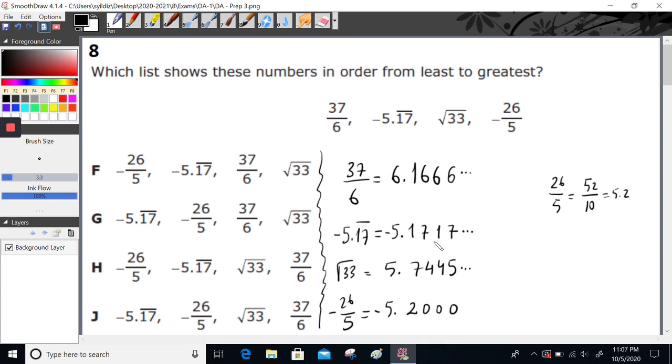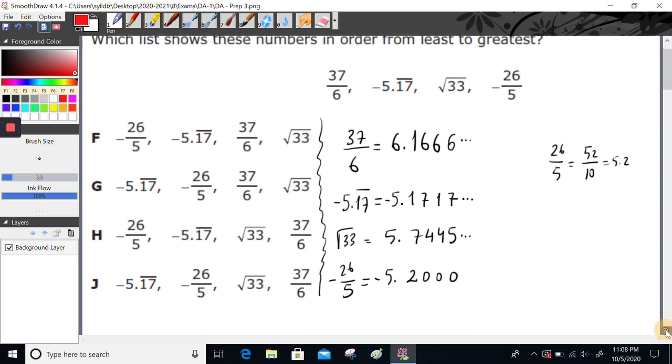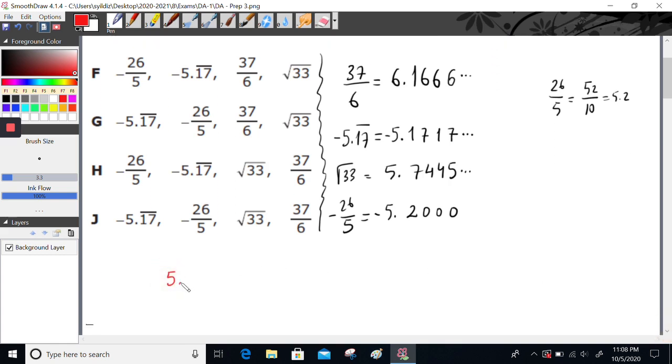Okay, which one is the smallest number? Smallest. So we have two negative numbers. Between these two negative numbers, which one is the smaller one? Let's try to figure that out first. Okay, so let's look at the absolute values of these numbers. Here we have 5.2000, and I know that 5.2000 is greater than 5.1717, because you see the first number is 5. After the decimal point, the first number is 2, and here it is 1. 2 is greater than 1. That means 5.2000 is greater than 5.1717.